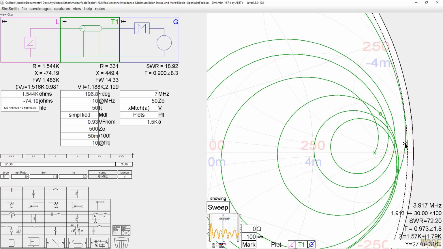and by the time I get to 80 meters, the 80 meter band is pretty close to being right on the edge. Maybe I'd make this a little bit longer, but all the other frequencies are much easier to match and lower Balun stresses. So this might be a good plan.